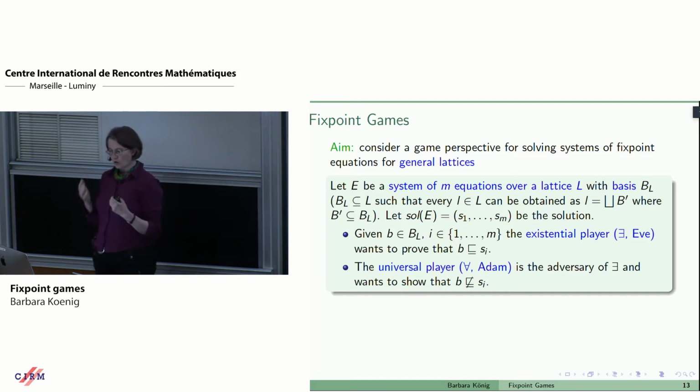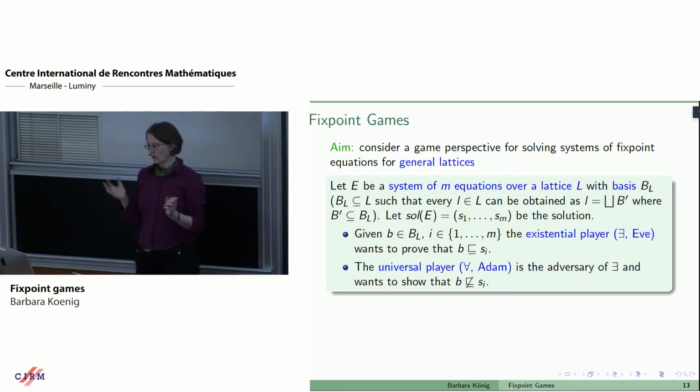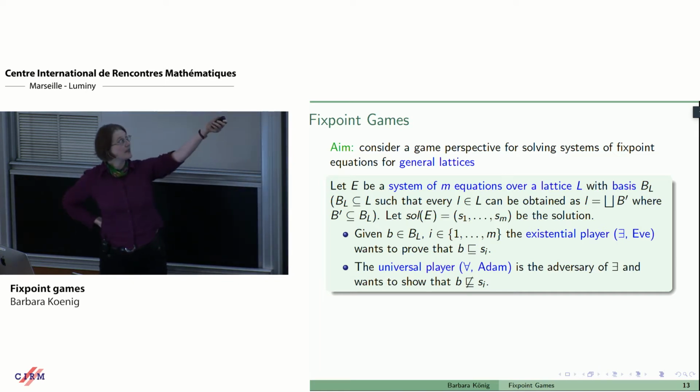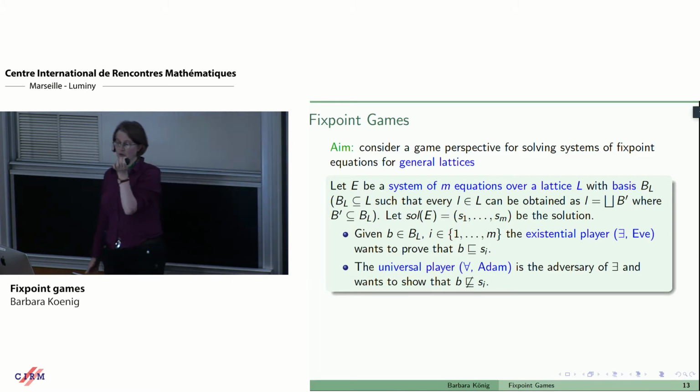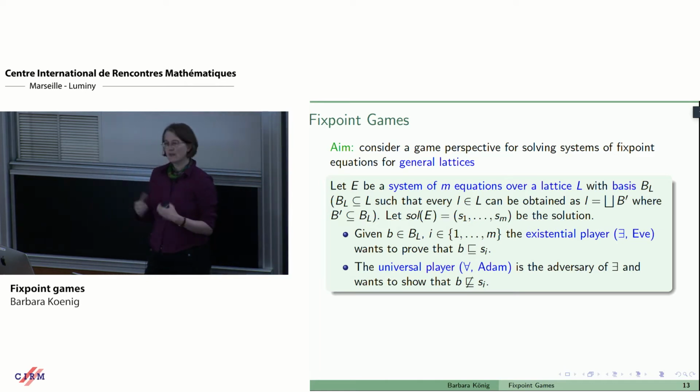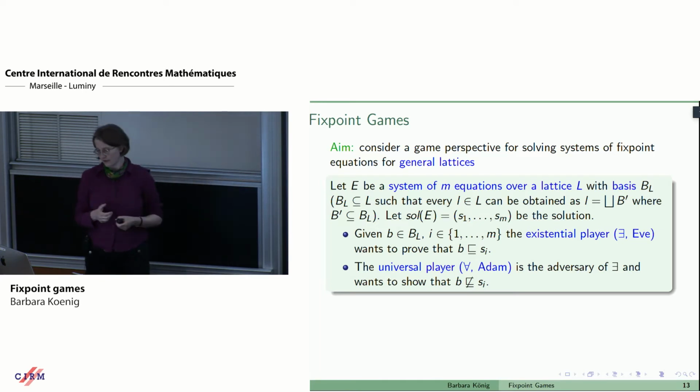And so what are the roles in the game? First, there is the existential player, which we call Eve. And what does Eve want to do? Given a basis element b of the basis, she wants to show that this basis element is smaller or equal than s_i. What is s_i? s_i is the i-th element of the solution. So assume that we have a system of equations, and the system of equations is associated with a solution tuple s_1 to s_m, and we want to check that b is below the i-th component of the solution. And then there's the universal player, Adam, the adversary of Eve, and he wants to show that this is not the case, so that b is not below the i-th element of the solution.